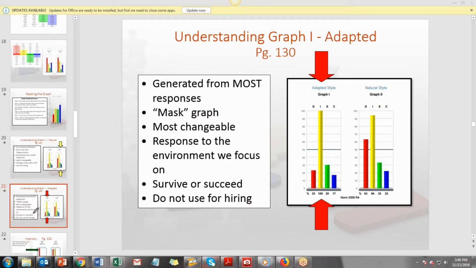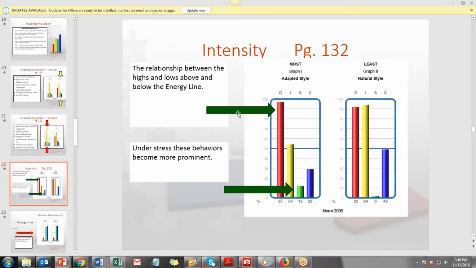Okay, so let's talk again about what intensity means. Intensity means anything above 80 or below 20. So what we notice in this particular graph is that their I is 94, but when they go to work, it's a 54. So that means there's something at work that's making this person less friendly, less outgoing.